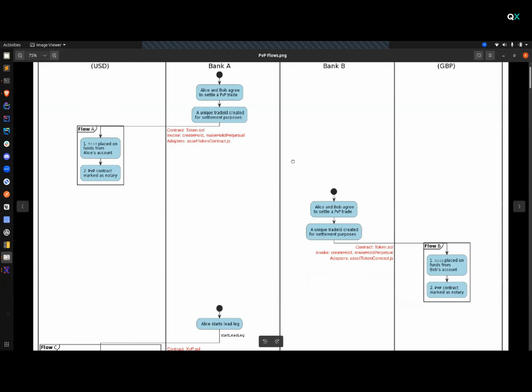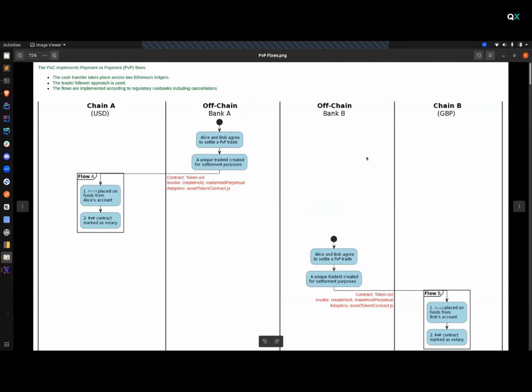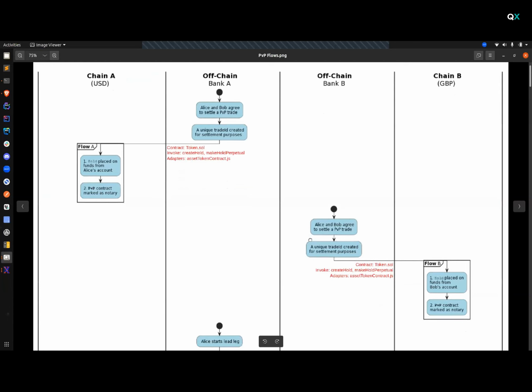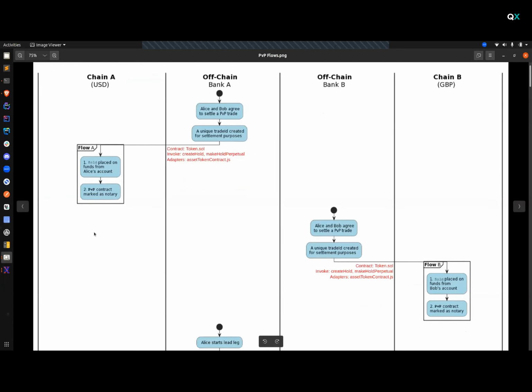So before settlement happens through finality, Bank A and Bank B would have agreed on a trade beforehand. Meaning that settlement under normal circumstances should always go through. If we bring in concepts of cancellation, it is on edge cases. So they will agree to a trade ID, and then separately will place a hold in the token contract.